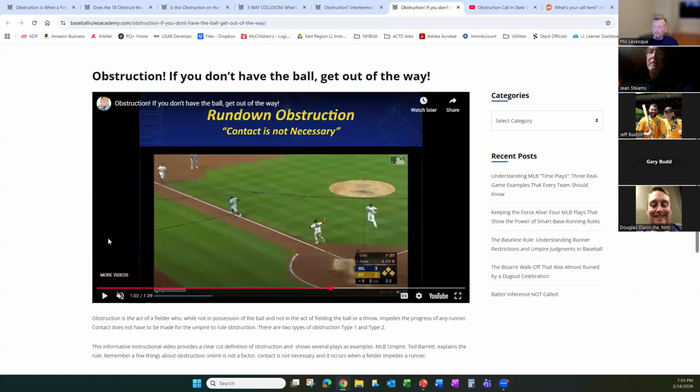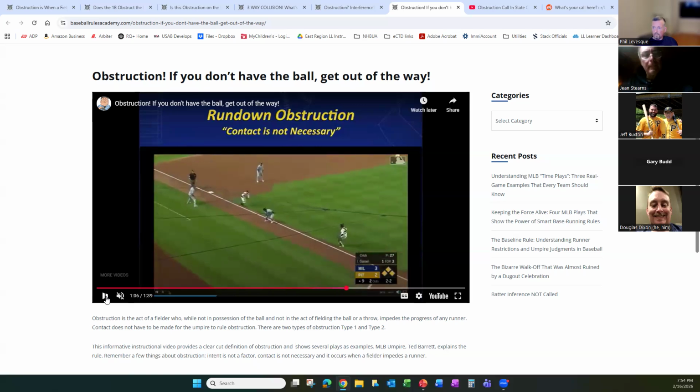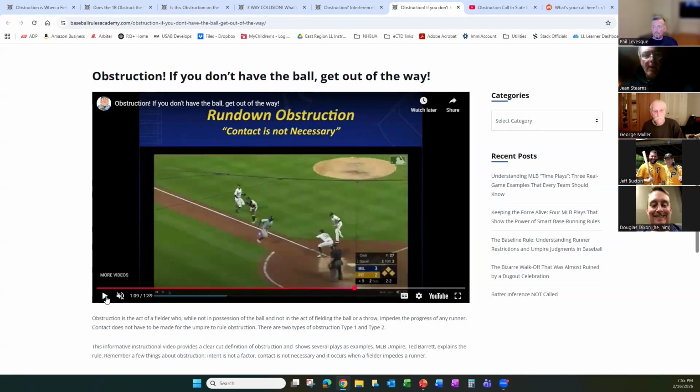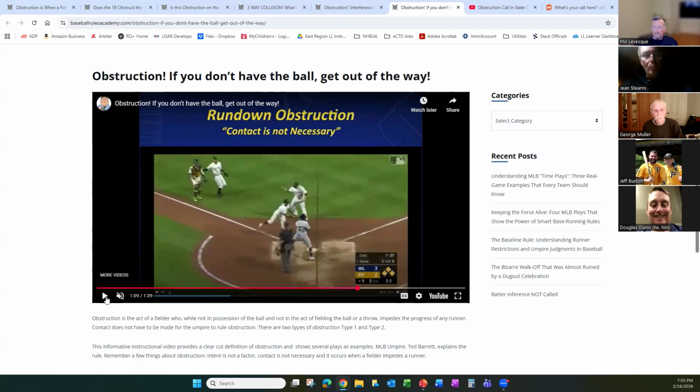All right, obstruction. If you don't have the ball, get out of the way. So this will be another rundown situation between home and third. Catcher's going to throw to the third baseman. Third baseman's going to chase the runner coming in from third. At this moment, there is no contact, but we can see that the runner has changed their direction toward home plate. They've moved to go around the catcher. Everybody see that? At that moment, we had obstruction. So we'll have a plate umpire who points at that obstruction and is going to award home.